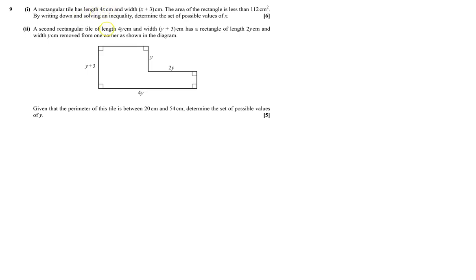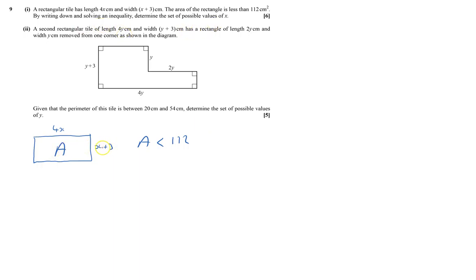Okay, the rectangle has length 4x and width x plus 3. So it's like that. That's 4x, that's x plus 3. The area is less than 112. By writing this down, I'm solving the inequality.